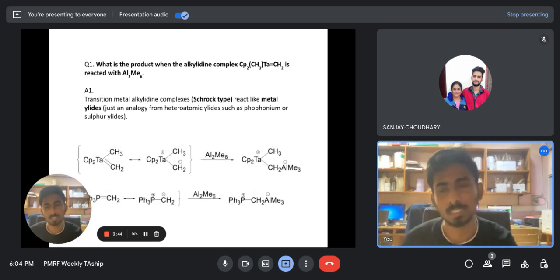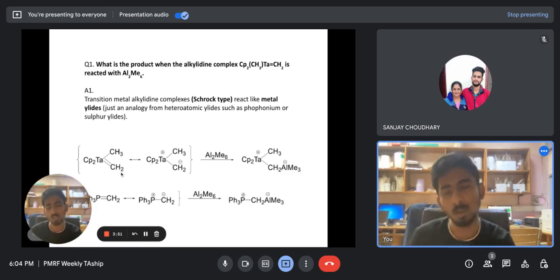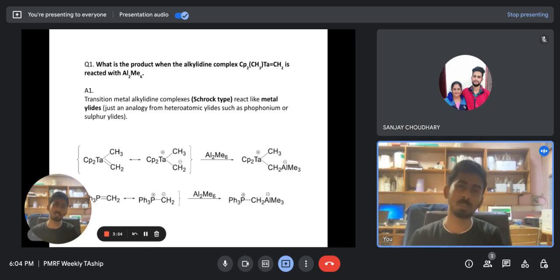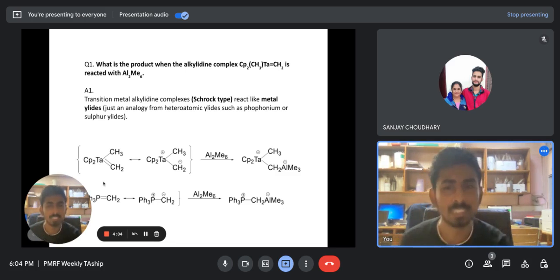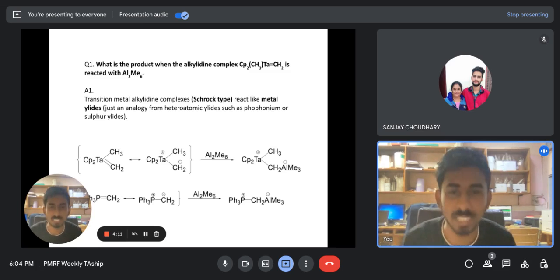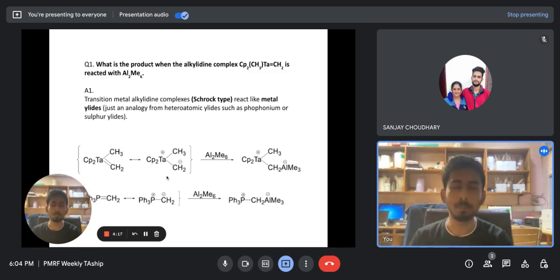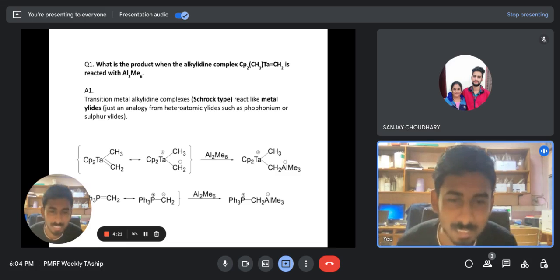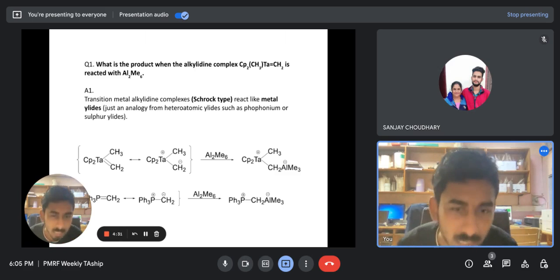Now, Cp2Ta(Me)=CH2 is a Schrock type of carbyne. What is the salient feature of this type that I discussed in my previous slide? Nevertheless, we will go through it again. In Schrock type carbyne complexes, the metal atom, here tantalum, resides in its high oxidation state, that is, it is electron deficient. So there is a positive charge on the tantalum atom, which is stabilized by electron density from the Cp minus ligands. The carbon has electron density and acts like a carbanion, that is CH2 minus. So Ta plus, CH2 minus: there is significant electron density on the carbon center.